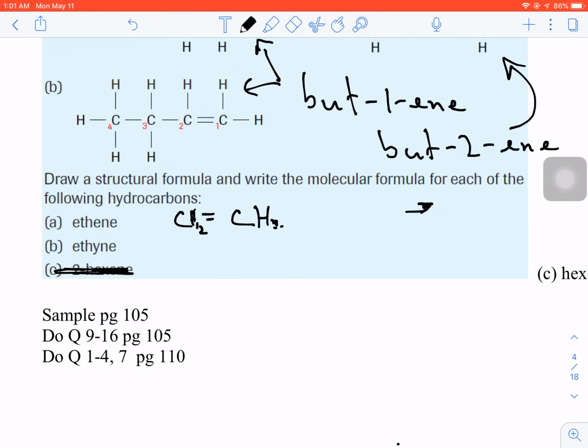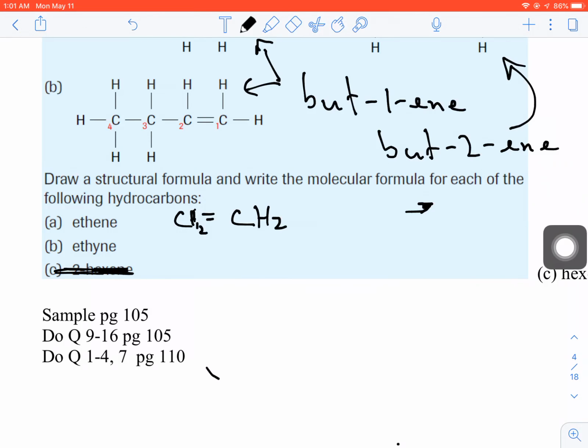So those two CH2s are CH2s because the carbons have already got 2 bonds to the neighboring carbon, so it only needs 2 hydrogens. This carbon has 2 bonds to the neighboring carbon, so it needs 2 hydrogens.